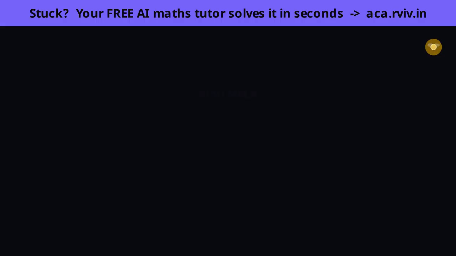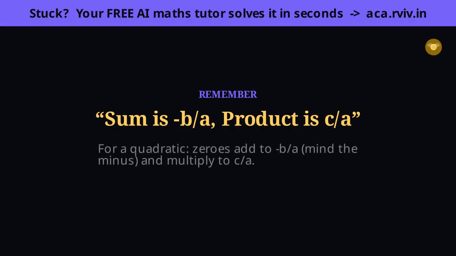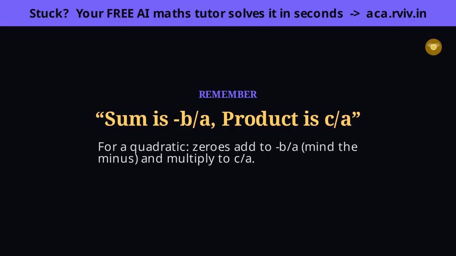Here's a memory hook. Sum is minus b over a, product is c over a. And to make it stick rather than just sit in memory, recall it came straight from expanding (x minus alpha) times (x minus beta). The sum landed on b with a flipped sign, the product landed on c cleanly. Say it once and the whole relationship between zeros and coefficients is yours. Just never forget the minus on the sum.